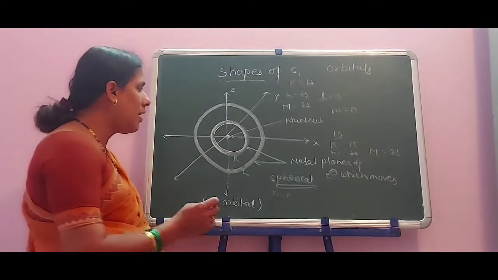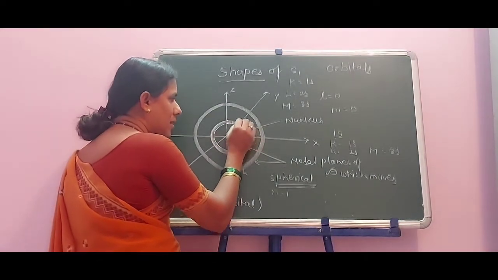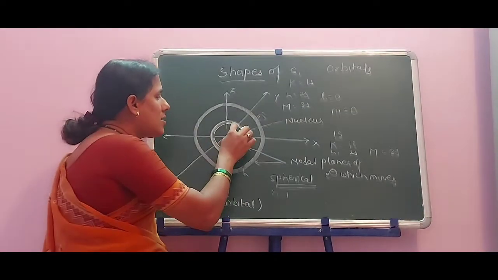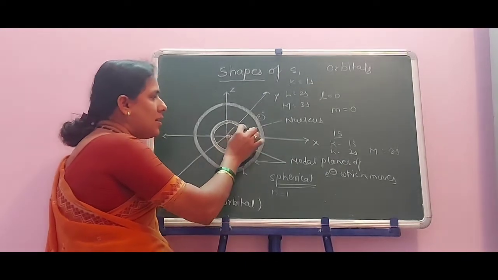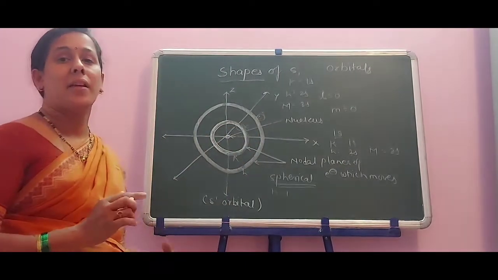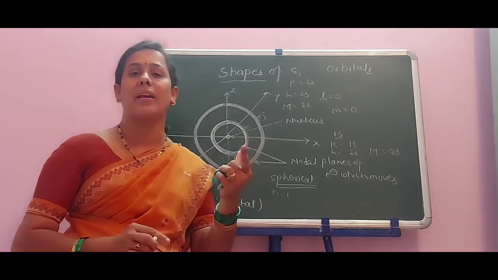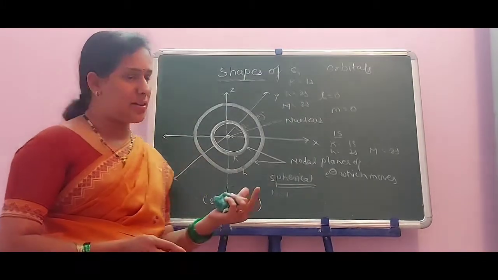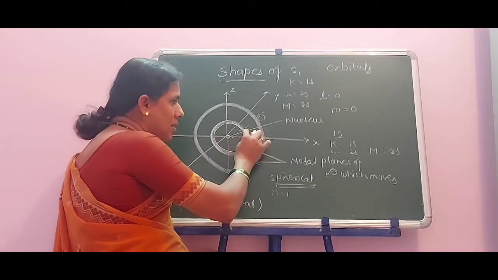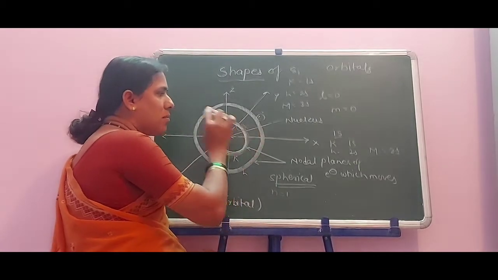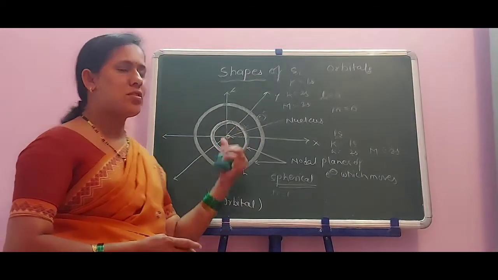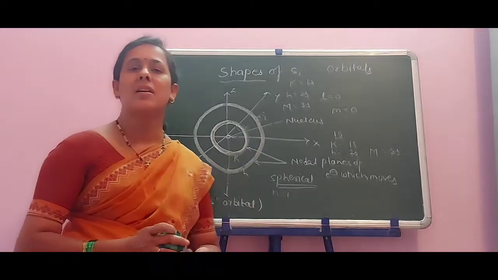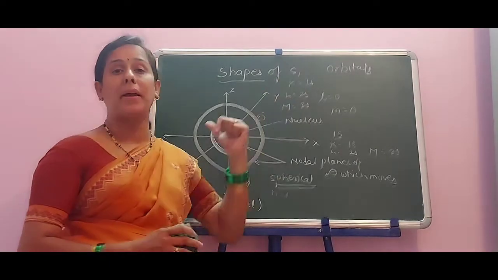And as the electron is located farther out in the shell, the distance between the nucleus and the electron increases, and the attraction between the positively charged nucleus and the electron decreases. As this distance increases, the attraction between the positively charged nucleus and the negatively charged electron also decreases. Now we go for the second orbital, the p orbital.